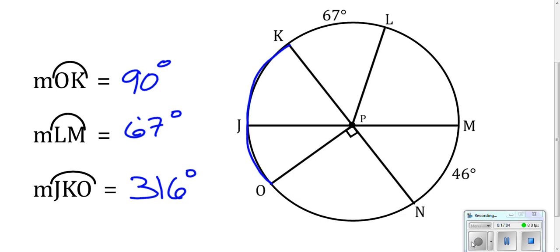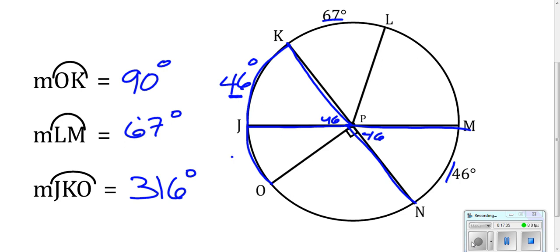what do we know so far? We know this one is 67 up here. We know this one's 46. Well, I also know that this one is 46. Why? Because JPK and NPM are vertical angles. So since this arc is 46, this is 46, meaning this is 46, meaning this is 46, okay? You don't need to label all that, but I just want to explain where I'm getting my numbers from. So that is 46. All right, so how do I find JO?